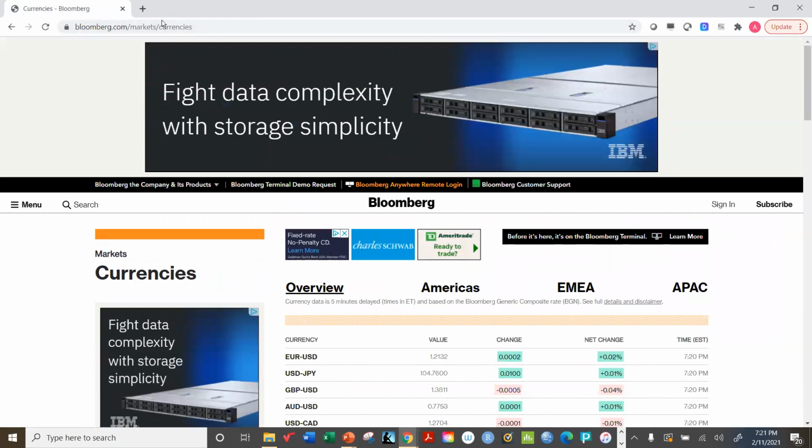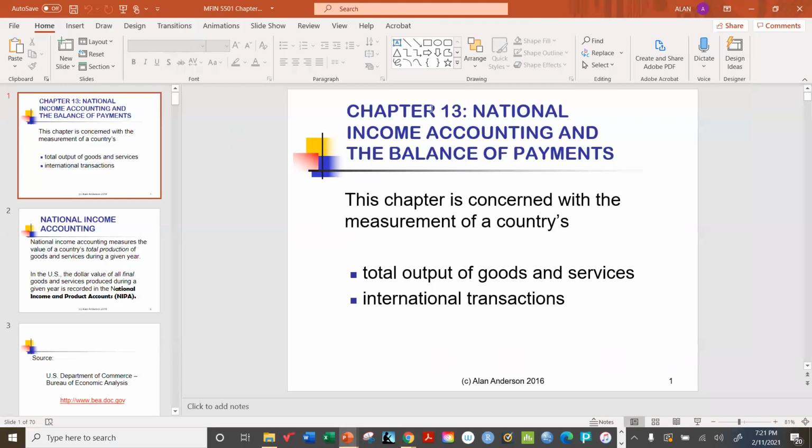All right, so let's take a look at what we're doing tonight. This is the so-called national income accounting and the balance of payments. Now, the balance of payments is something you're likely to have heard of in the news because this is where we measure how large our trade deficit is. And as you probably know, the US typically has a trade deficit every year, which means that we're importing more goods from abroad than we're selling to them.